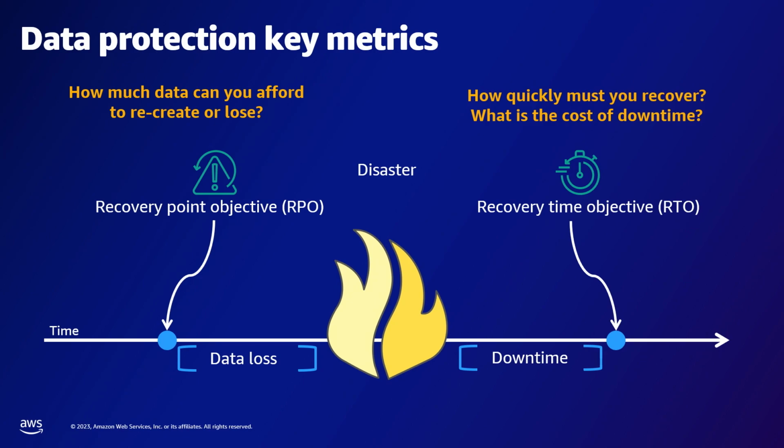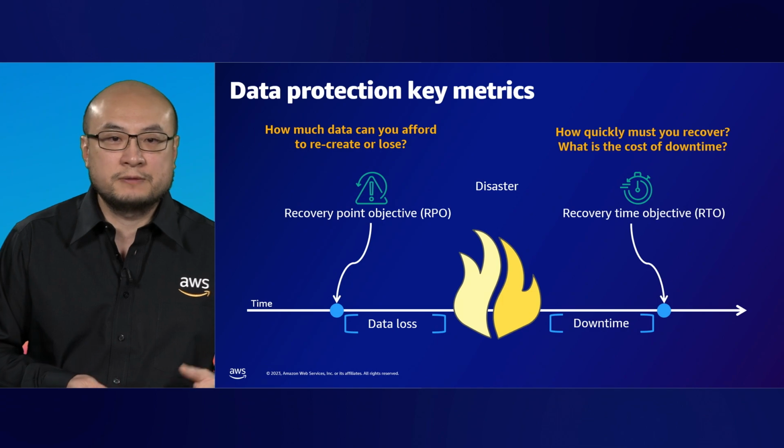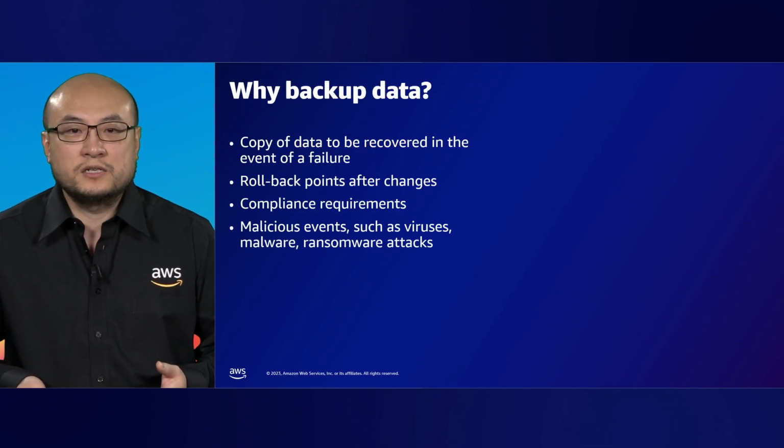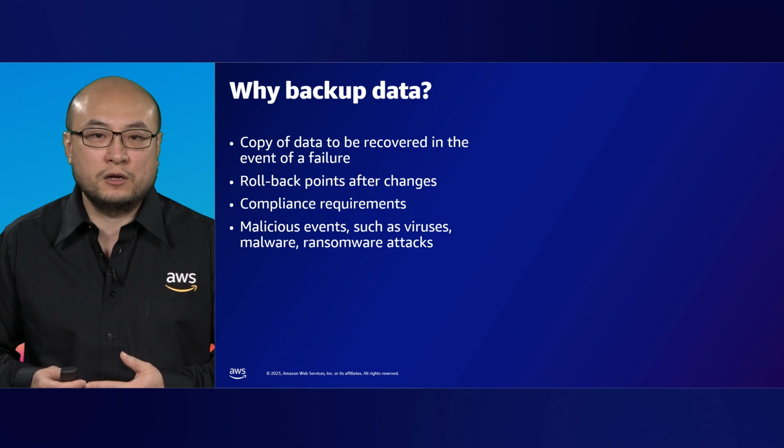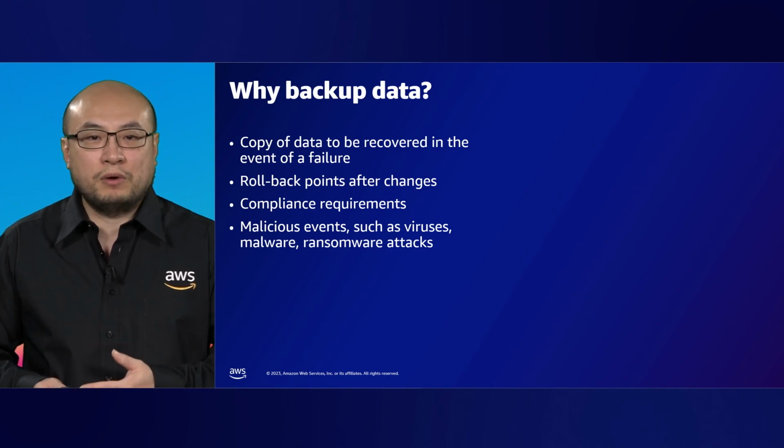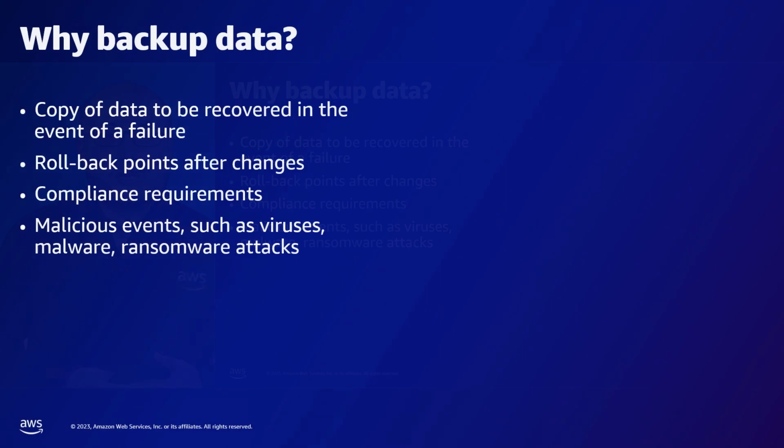Now we have looked at the metrics, what are the technologies involved when creating data protection strategies? Data protection strategies are designed around 2 main technologies, data backup and data replication. Backups give you the capability to restore lost data in the event of failure. Backups also allow you to roll back to a previous point in case any change you made caused system malfunction. Some compliance regulations require organizations to keep backups for a certain period of time.